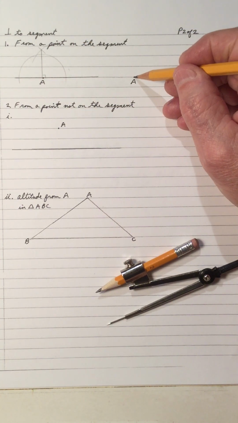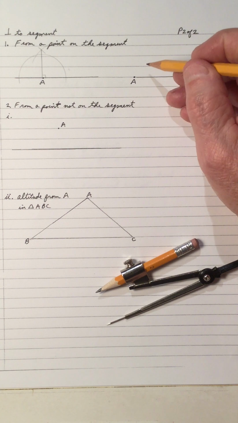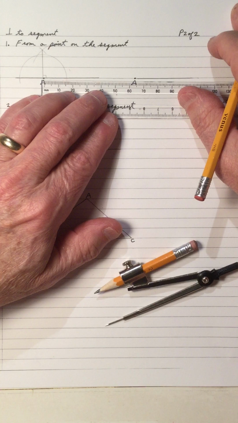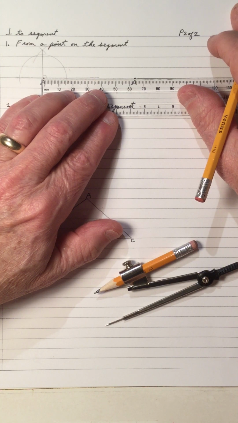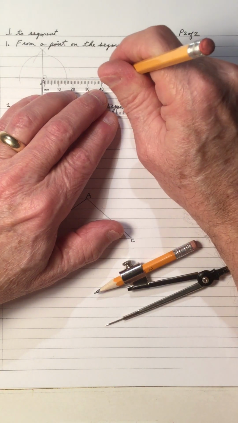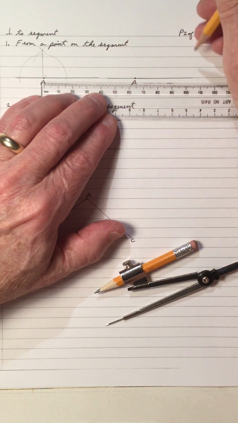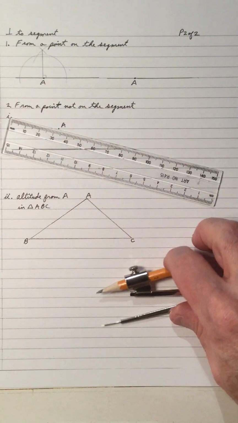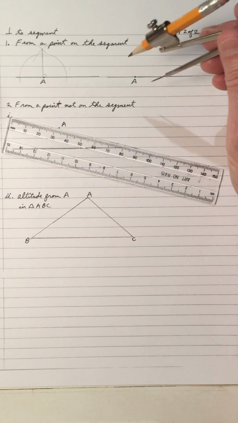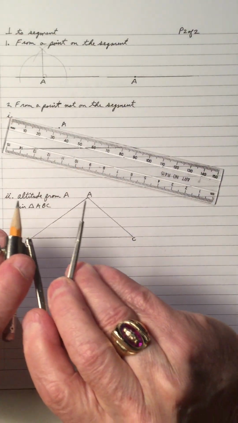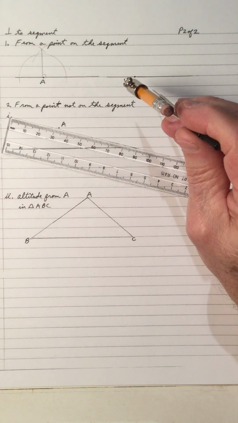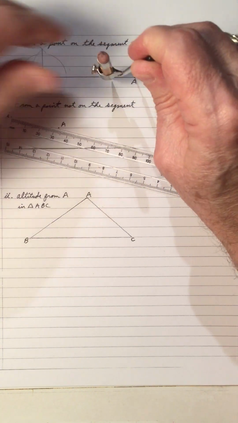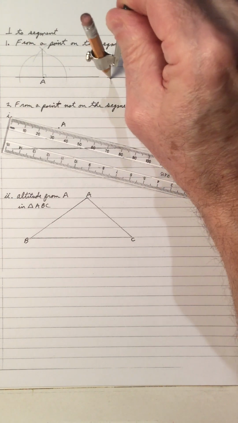What about if A is at the end? Well, all we have to do is just extend the segment out like that. Now, extending the segment out, this is the same as the previous one. So we would pick the radius of my compass. Now I wanted to hit the line, so let's make the radius this distance. So we draw an arc.